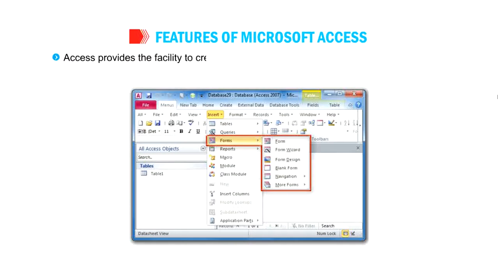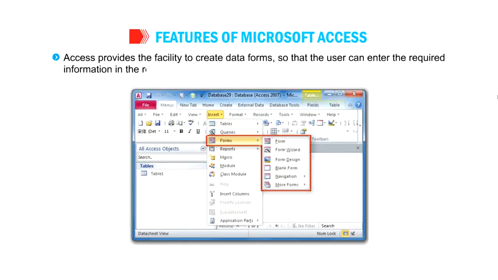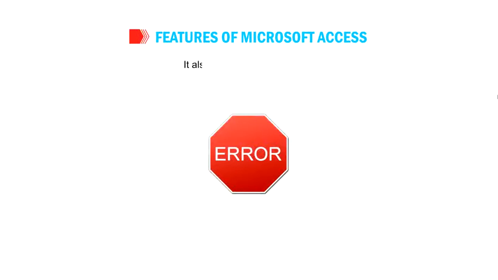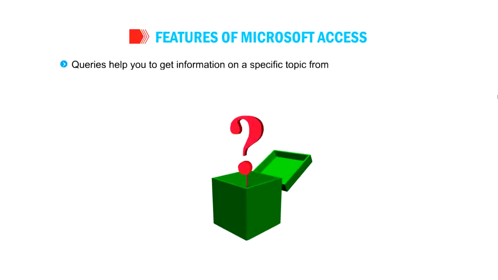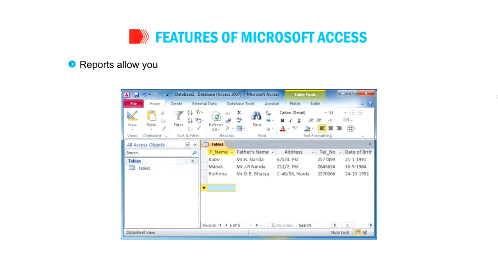Access provides a facility to create data forms so that the user can enter the required information in the respective fields. It also reduces data entry errors. Queries help you to get information on a specific topic from the information stored in the database. Reports allow you to present the data in a meaningful and summarized manner.